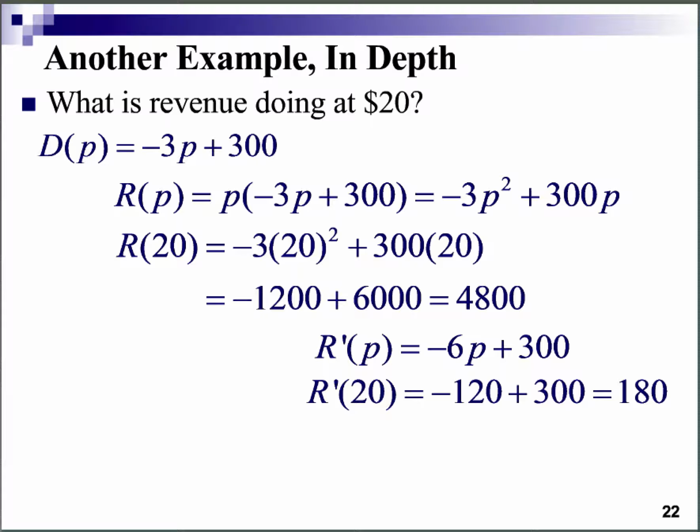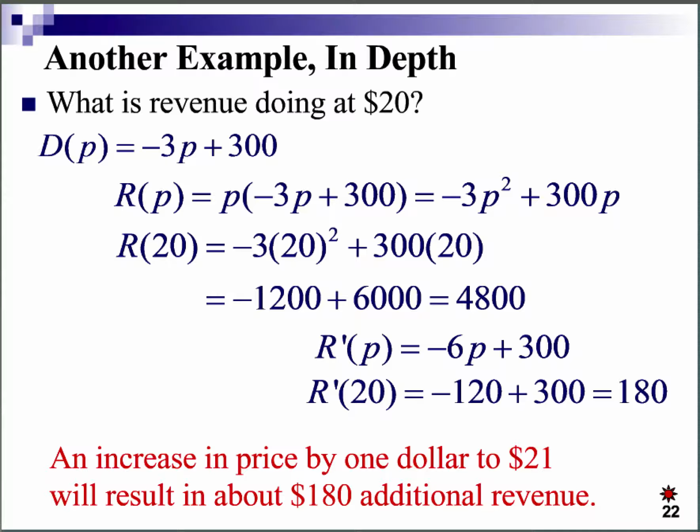Now remember, this is a rate of change, and so the units are important that we pay attention to. This of course is dollars of revenue, but keep in mind that the independent variable here is P. So we have to pay attention to the interpretation, which would be as follows. If we were to increase the independent variable price by 1 unit, $1, that's our marginal change, from $20 to $21, then that will result in about $180 of additional revenue.